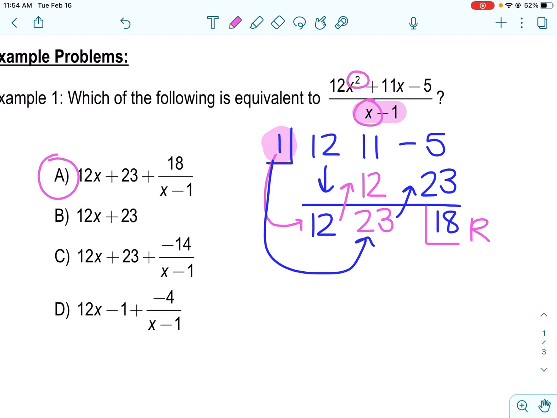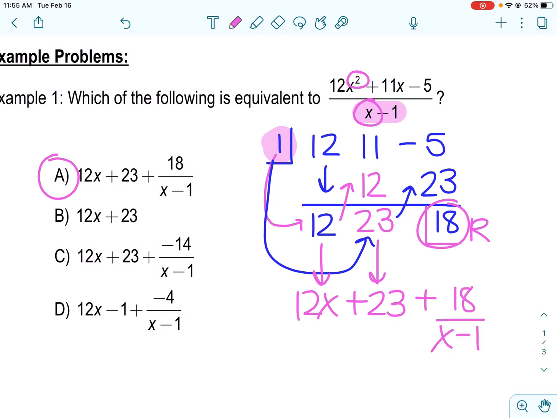Okay, the other thing I want to remind you of is if you're starting with a quadratic and you're dividing by a linear, then it's going to drop your answer by 1 degree. Okay, so my answer here, these represent the coefficients of our answer. 12x plus 23, and then this is our remainder. So plus the remainder over the divisor. Okay, so that's option A. Hopefully you have somewhat of a recollection of synthetic division.